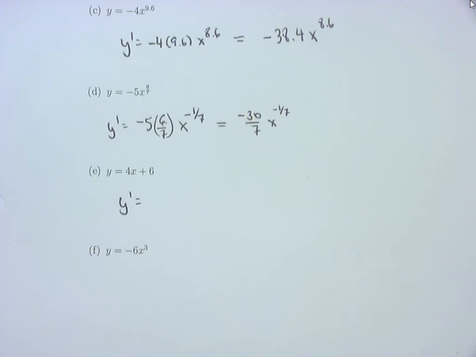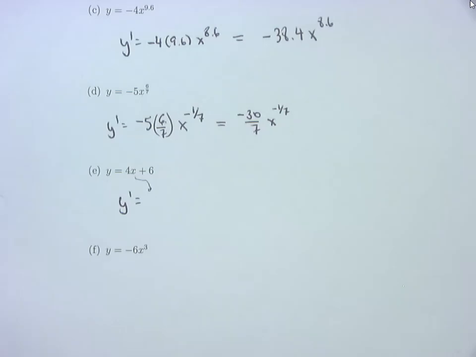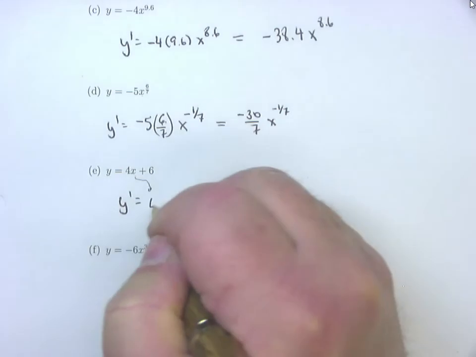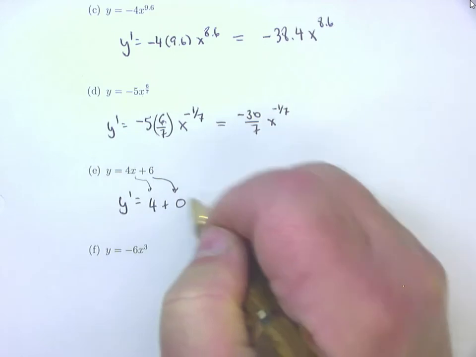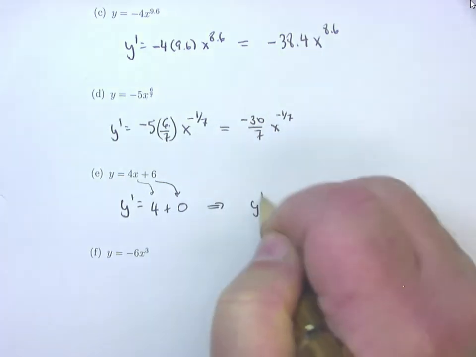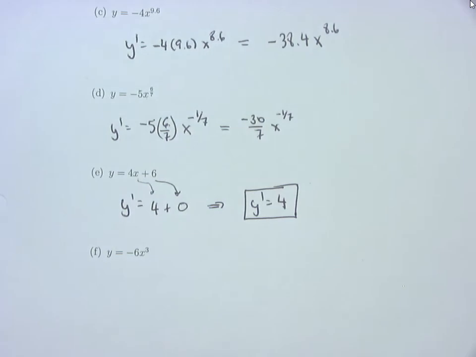So, what is the derivative of 4x plus 6? We call that the sum difference rule. You take the derivative of each term. What's the derivative of 4x? 4. Plus, what's the derivative of 6, being a constant by itself? 0. So, what is my answer? y prime equals 4.